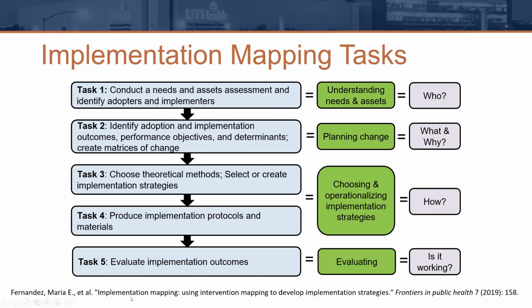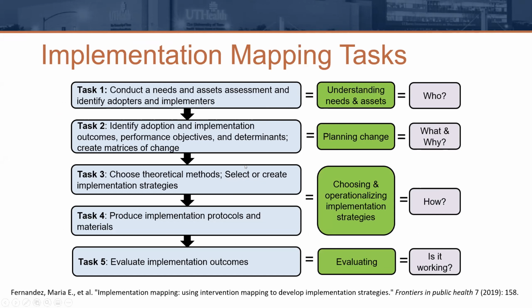So essentially what implementation mapping does is it helps us answer these questions during the development of implementation strategy. So it helps us answer who's involved, and what are some of the factors that might influence implementation. What is it that they would have to do in order to adopt or implement or sustain this intervention or this innovation?